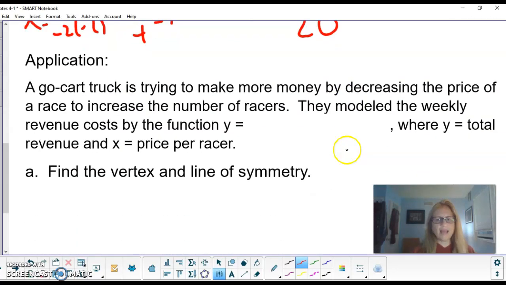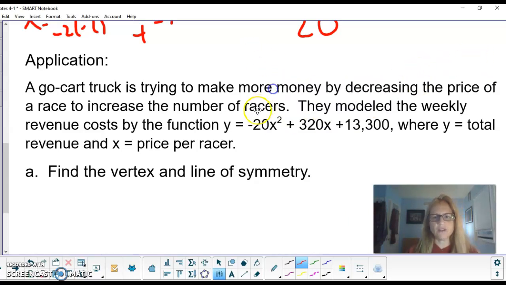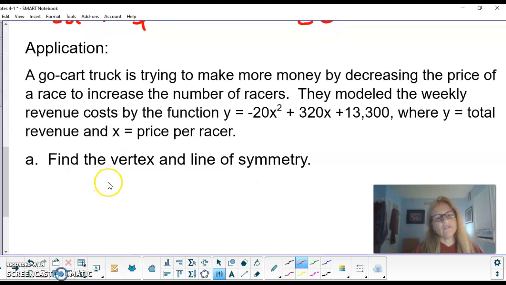All right. And the last thing we're going to do is an application that goes with this. So we have a go-kart track that is trying to make more money by decreasing the price of a race to increase the number of racers. So obviously they're not doing well, so they want to decrease the price a little in order to maybe have more people come to their track. So they modeled their weekly revenue by this function, where y is the total revenue, how much they're making, and x is the price per racer. So the first thing we want to do is find the vertex and line of symmetry.